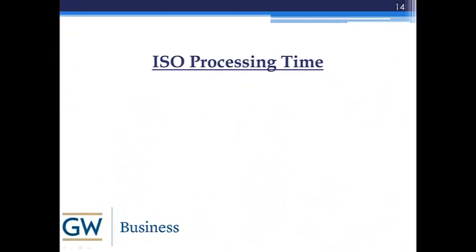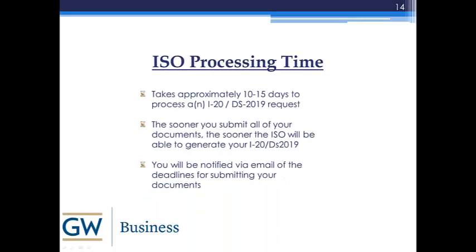The International Student Office, also known as the ISO, is the department at GW that processes all visa support documents for international students. Once all of your documents are submitted, it takes approximately 10 to 15 days for the ISO to process the request. The sooner you submit all of your documents, the sooner the ISO will be able to generate your I-20 or DS-2019. You will be notified via email of the deadlines for submitting your documents.